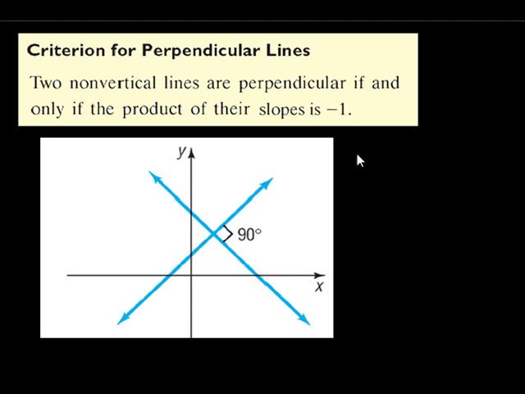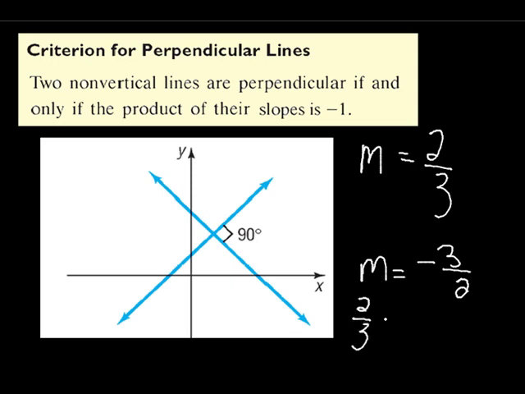An example would be, let's say my first slope is 2/3. A line that is perpendicular to this one would need to have a slope that is negative 3/2. They're negative reciprocals of each other. Just like it says here, to prove it, if I took 2/3 times negative 3/2, I would get negative 6 over 6, which is negative 1.